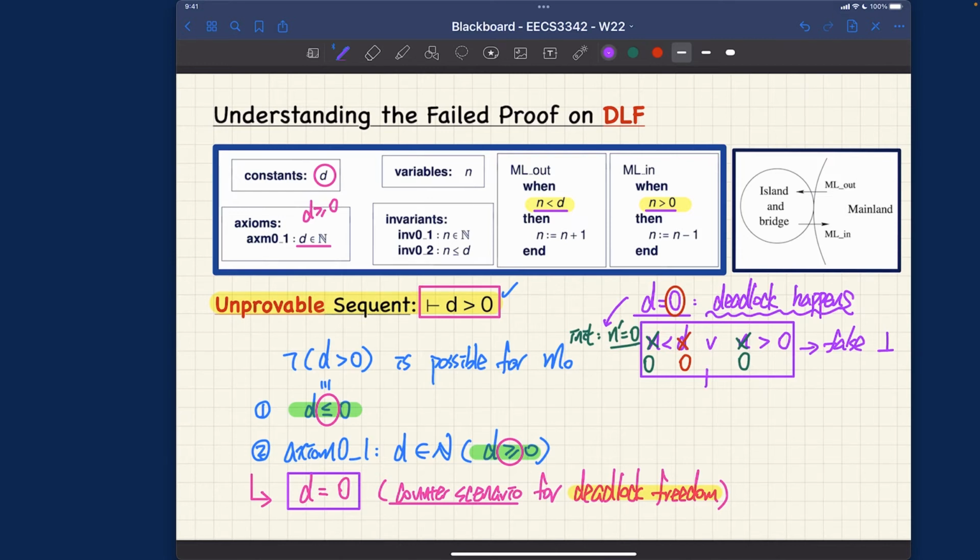So this means both events are disabled, meaning that we got a deadlock.